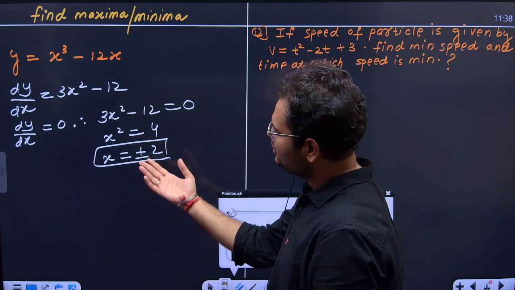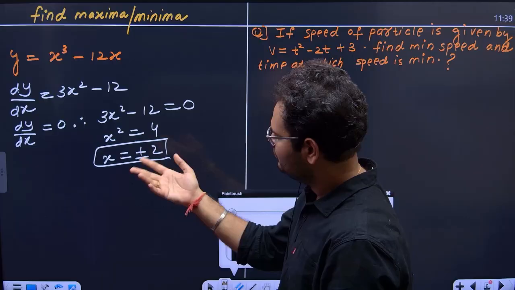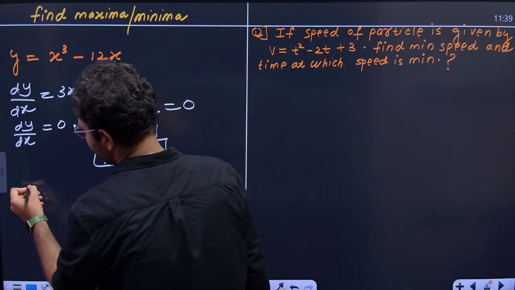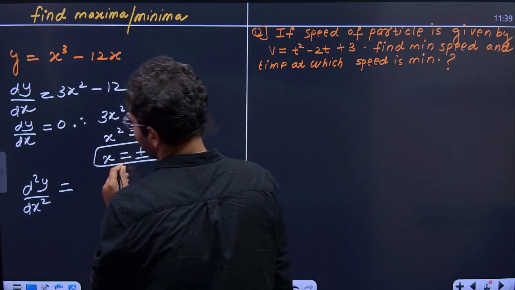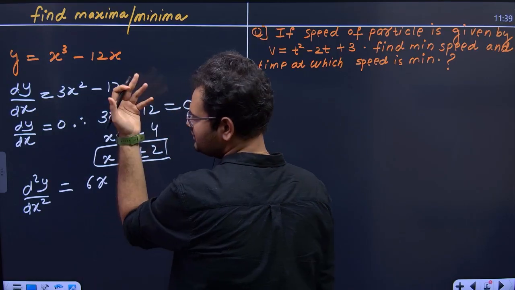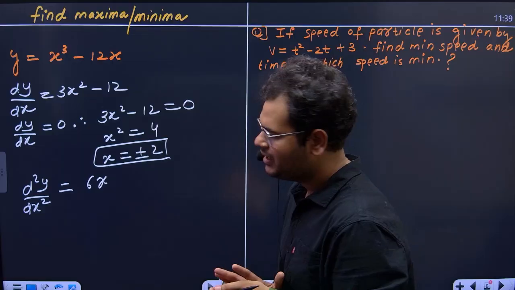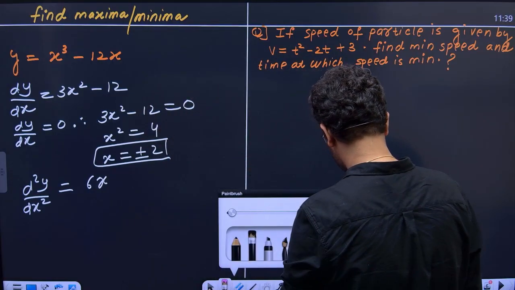Sir, but we don't know. There are two values, either plus 2 or minus 2, but we don't know which is which. Then what should we do? Simply d2y by dx2. How much is it? Differentiate this function. How much is it? 6x. Because the differentiation of minus 12 will be 0, right? Now, but sir, what to do with this now? It's very simple.